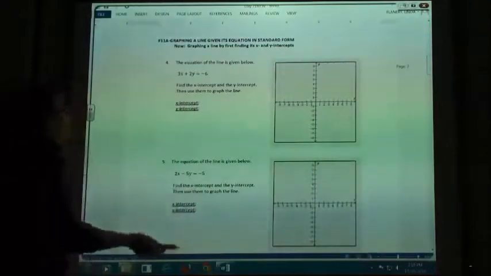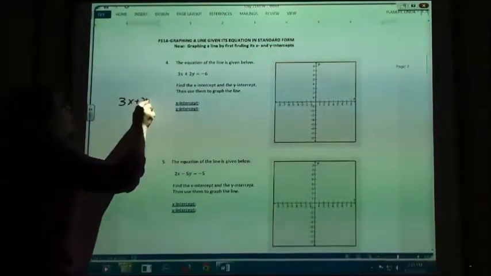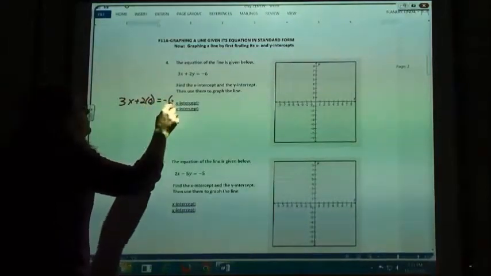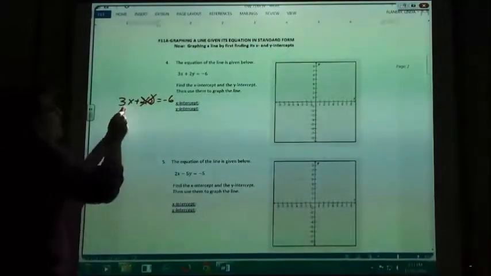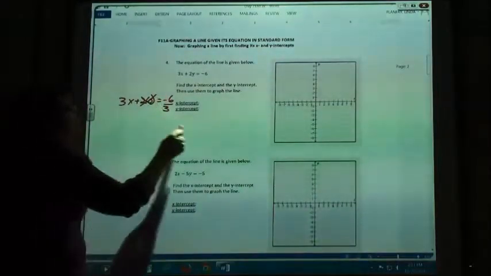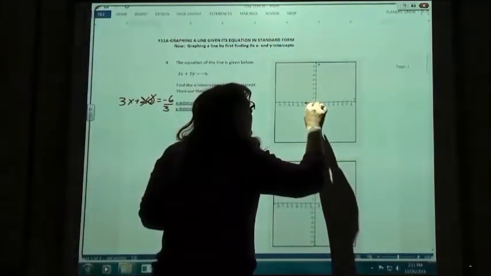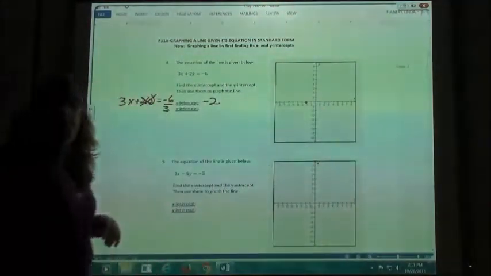So for my x-intercept, the y is 0. So 3x plus 2 times 0 equals negative 6. We get rid of the y term, divide by our x coefficient. Negative 6 divided by 3 is negative 2. So my x-intercept is that nice whole number, negative 2. I can plot that one just by clicking on my negative 2 on my x-axis.